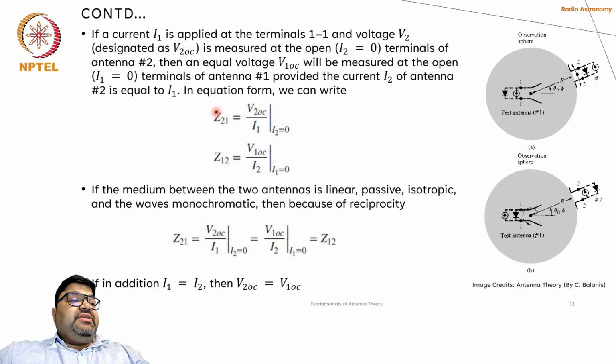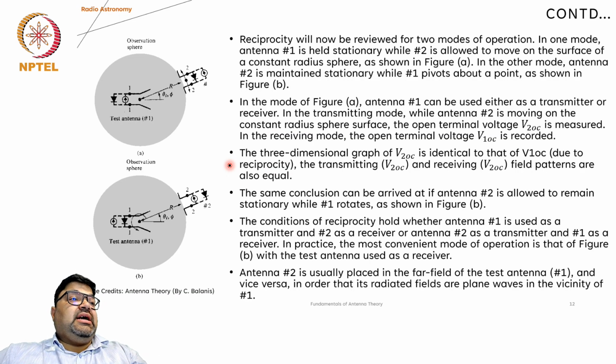Now if Z21 and Z12 are equal based on reciprocity, and I1 and I2 are also equal, then V2 open circuit and V1 open circuit are the same.